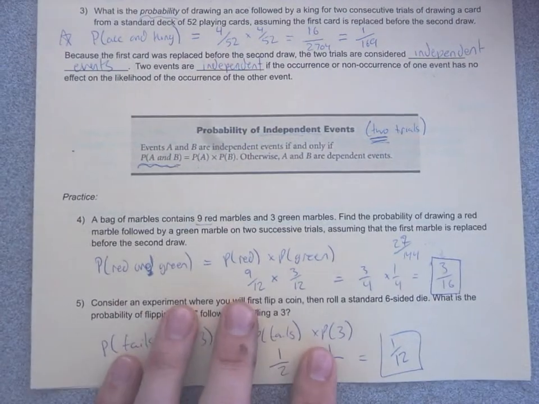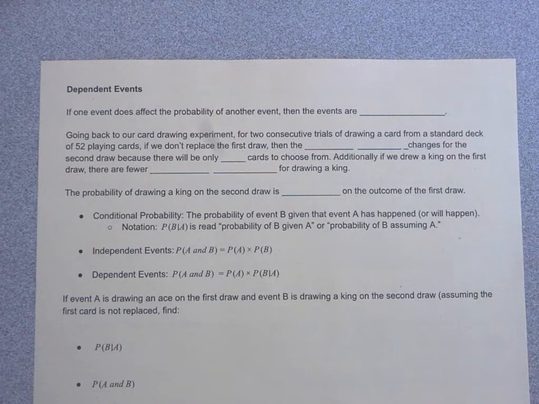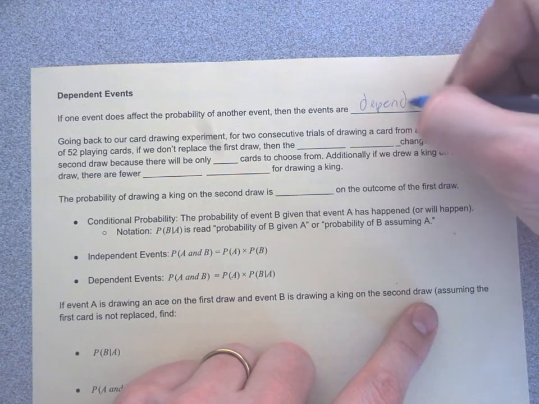Okay, so that's independent events. On the next page, we're going to talk about dependent events, which is where the first event does affect the second event. So if one event does affect the probability of another event, then the events are dependent, which changes things a little bit.